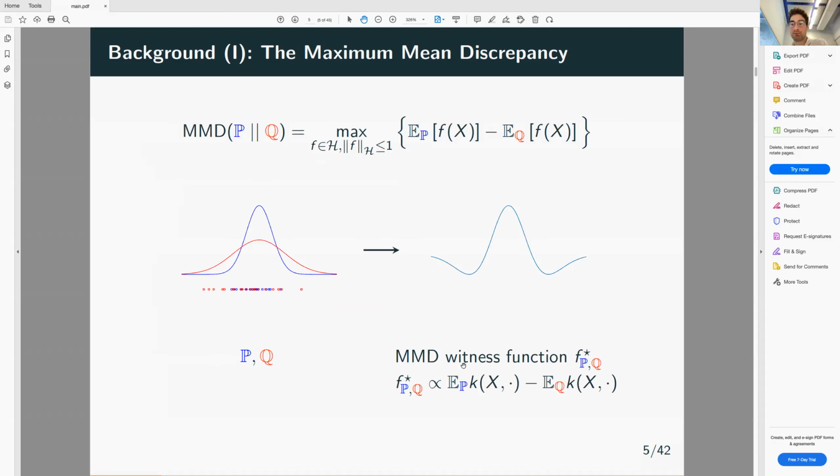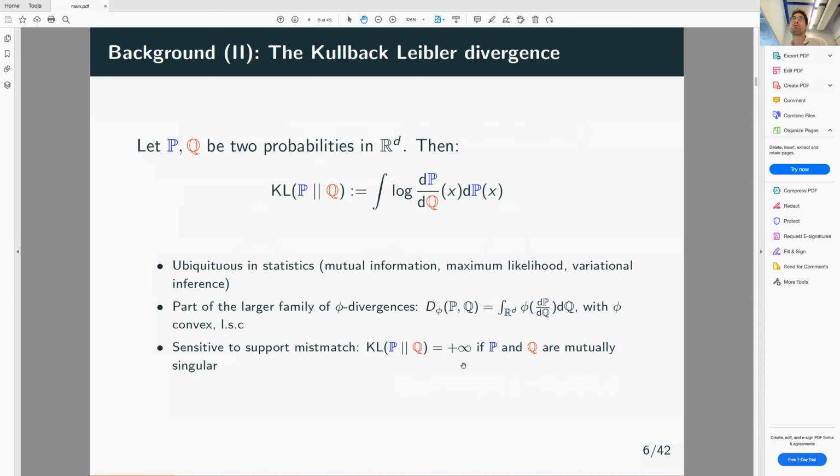Great. Okay. So let's now move on to the Kullback-Leibler divergence. The Kullback-Leibler divergence is a probability divergence that's very ubiquitous in machine learning. You typically see it in mutual information estimation, maximum likelihood, or even variational inference. It's part of the larger family of what we call phi divergences, which compute an integral of a function of the density ratio dP over dQ with respect to Q. Phi has to be convex and also has to satisfy some mild continuity conditions. You have plenty of other phi divergences, and the KALE is the one with t log t as phi. The KALE is very sensitive to support mismatch: as soon as P and Q are mutually singular, then the KALE between P and Q is plus infinity.